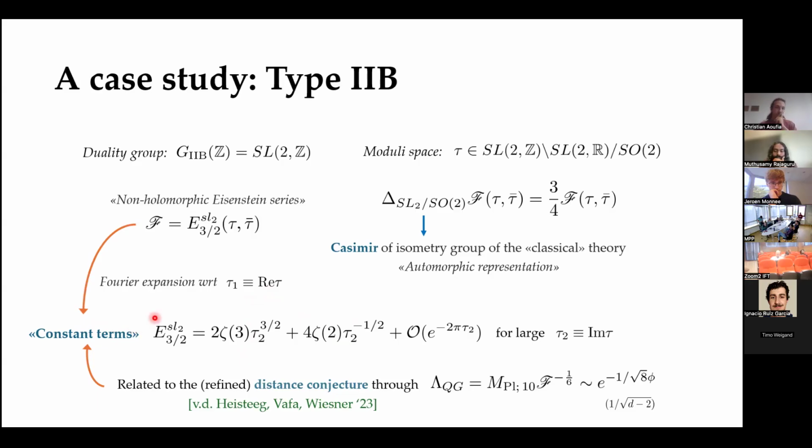It is also interesting to remark that this 3/2 here is quite important because it is related to the refined distance conjecture through the usual relation with the quantum gravity scale. This tells us that the exponent here should be 1/√(d-2), which in this case is 8. And this coefficient here is precisely related to the 3/2 that you get here.